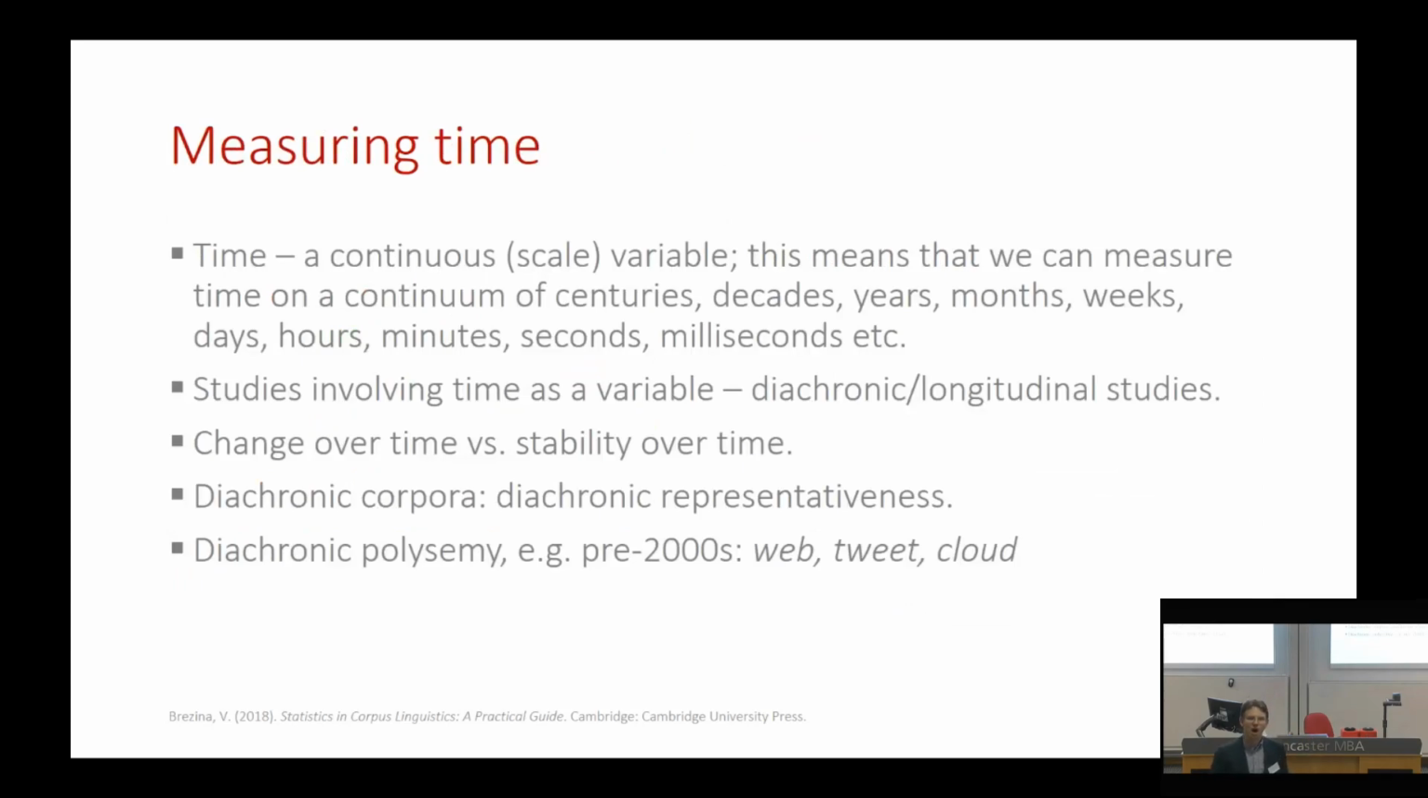So we have the graph, and now let's explore the notion of time from the statistical point of view, because any diachronic or historical analysis has time as its major variable, and time is a very interesting, specific variable. Right? From the statistical point of view, it is a continuous scale variable. Right? This means that we can measure time on a continuum of centuries, decades, years, months, weeks, hours, days, seconds, milliseconds, depending on the granularity of our research and the precision. Right? If we have Twitter data, we can even have seconds or minutes. Right? If we have diachronic data, like the data in the EBO corpus, we might be looking at decades or years.